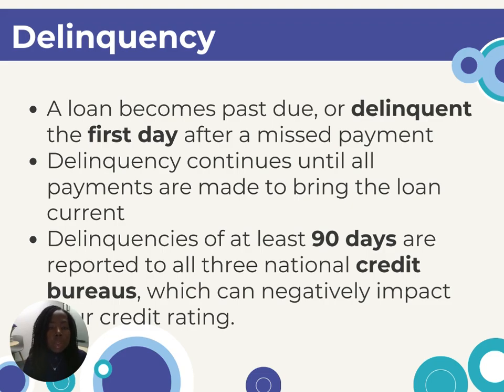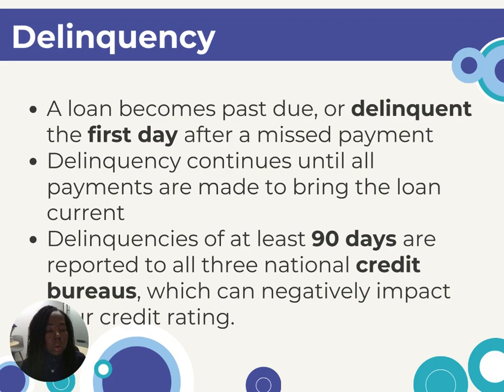A loan becomes past due or delinquent the first day after a missed payment. The delinquency continues until all the payments are made to bring the loan current. Delinquencies of at least 90 days are reported to all three national credit bureaus, which can negatively impact your credit rating.